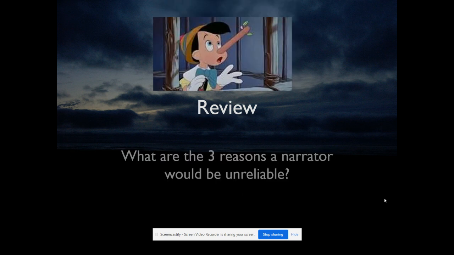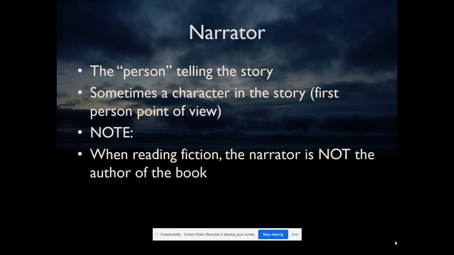And there are three reasons that a narrator would be unreliable. The first one would be that they are too young or maybe immature to really understand what is actually happening. The second reason is that they might be mentally unstable, they might have a mental illness, or they might be under the influence of alcohol or drugs. And the last reason is that they just might be outright lying to us.